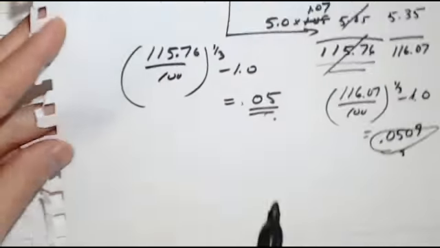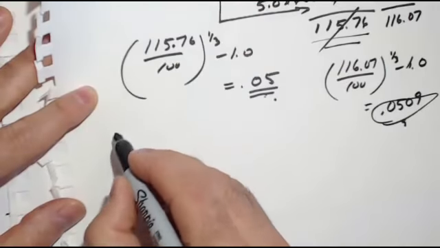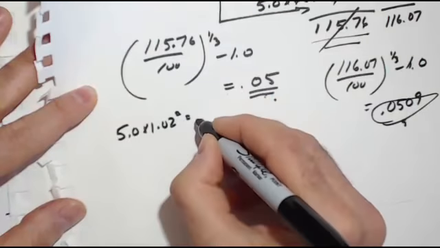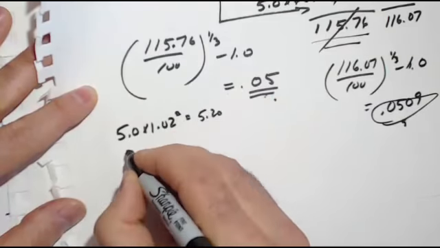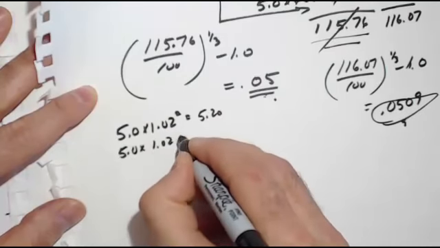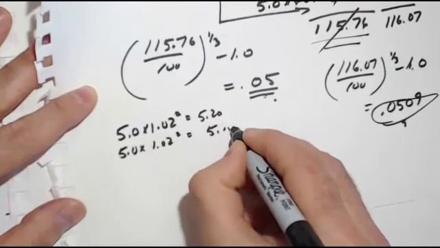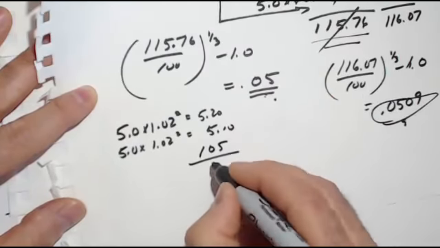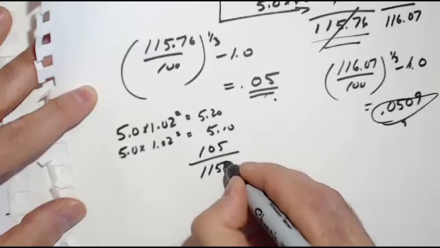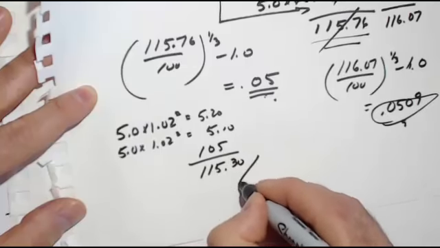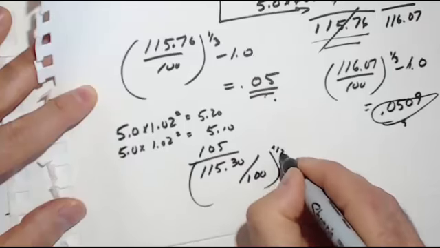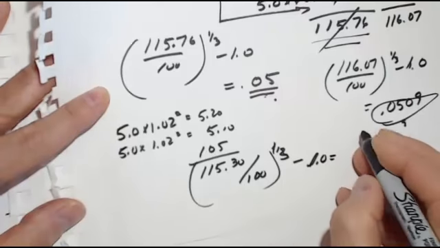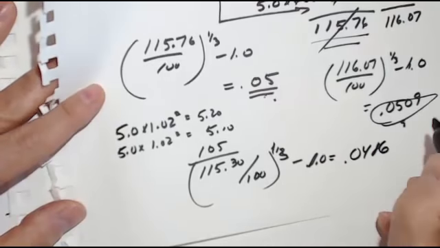If interest rates fell to 2%, the first cash flow would be worth $520 approximately. This cash flow in year 2 would be worth $510, and this is all in year 3 money. Plus the 105, I would have $115.30. Divide that by 100, take it to the 1/3 power, and I get 0.0486.